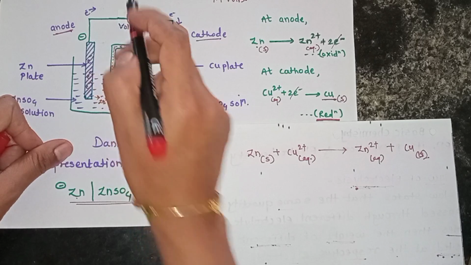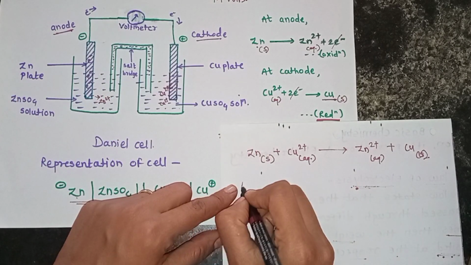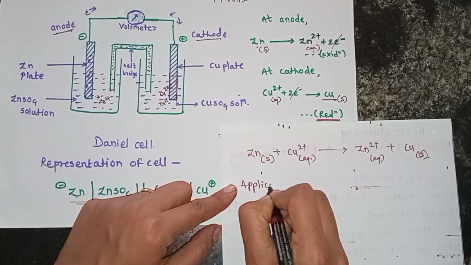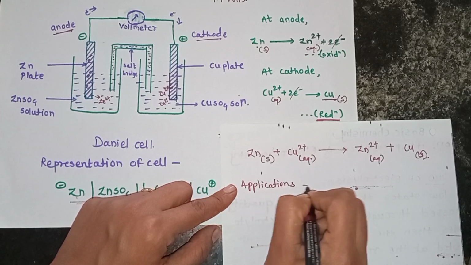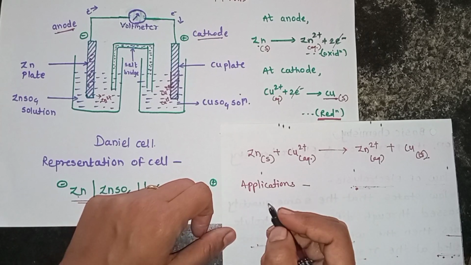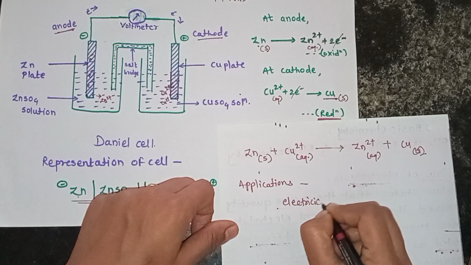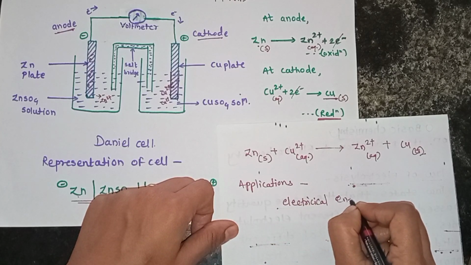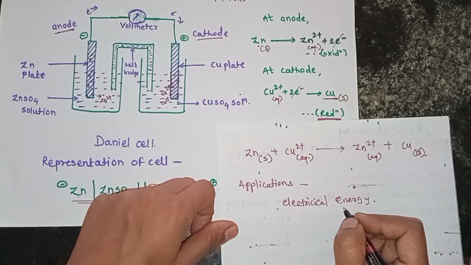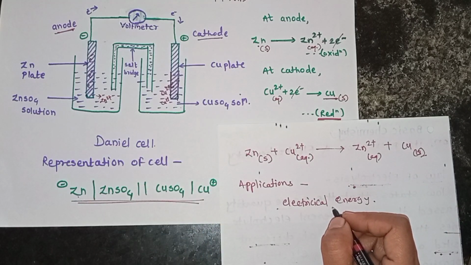The application of the Daniell cell is that this cell is generally used for the generation of electrical energy, that is, to produce electricity.